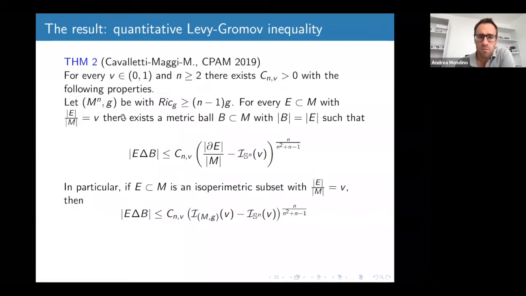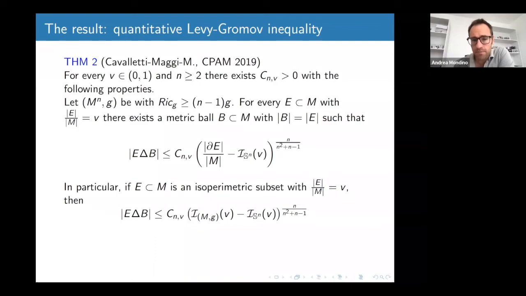Let M be an n-dimensional manifold with Ricci bounded below by n minus 1, and consider any set of finite perimeter E inside M having normalized volume equal to V, and there exists a metric ball B inside the manifold having the same volume as the set E, and such that the following estimate holds. So this is saying that at the left-hand side, we have the symmetric difference between E and the ball. And on the right-hand side, we have the difference between the perimeter of the set, so the normalized perimeter of the set, and the isoperimetric profile of the sphere.